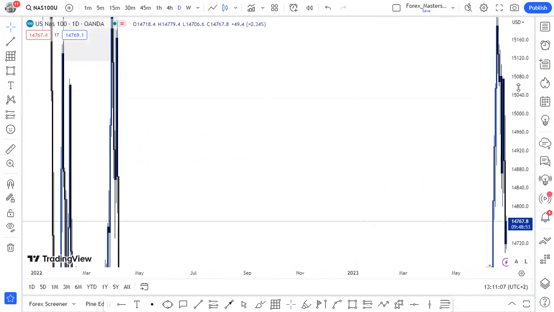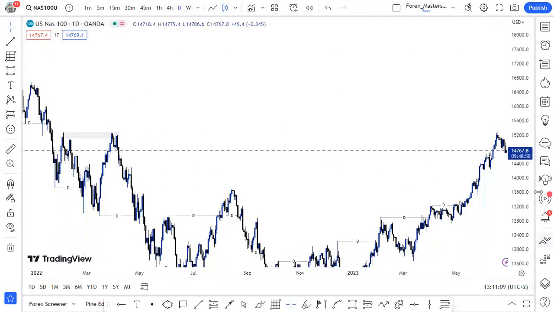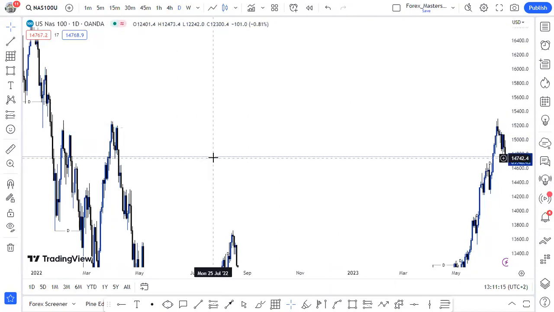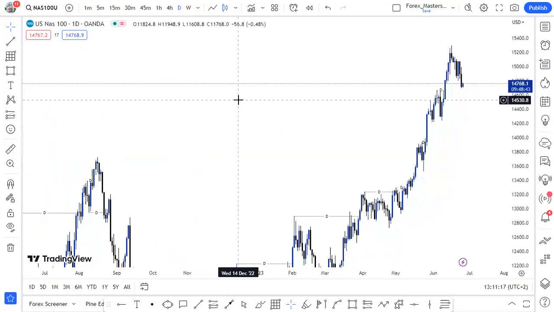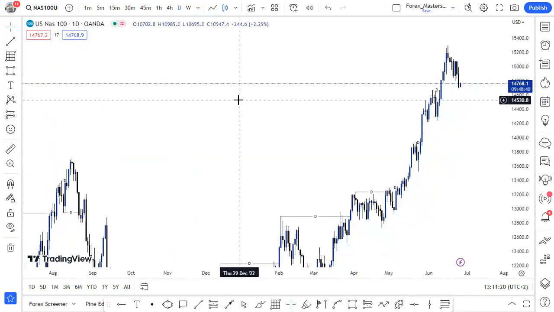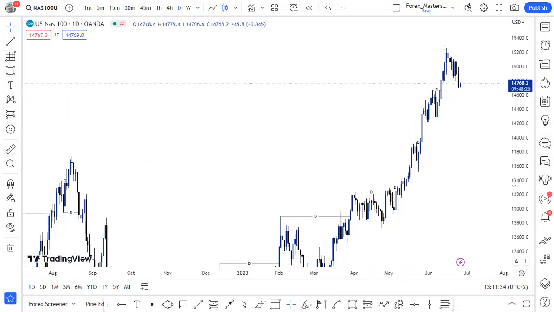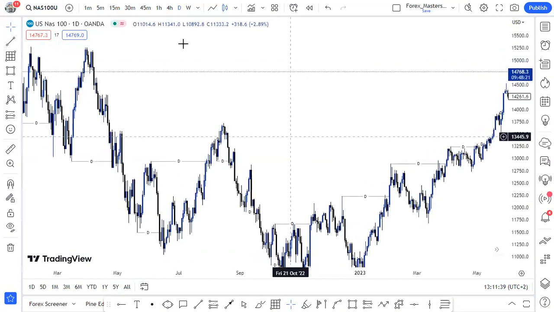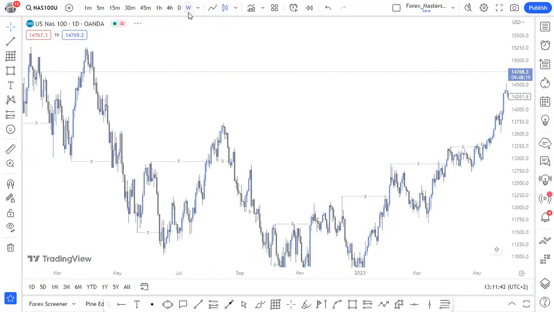Okay, so we're going to continue from where we left off last time. We were looking at the market structure, and how we can map the market structure from the higher time frame to the lower time frame. So we began with the daily time frame, and you can even take it as far as weekly.